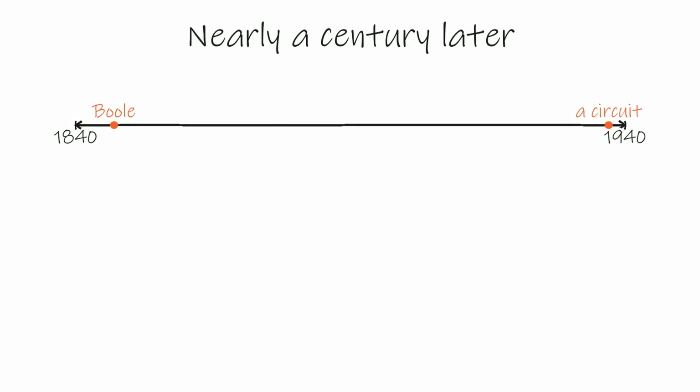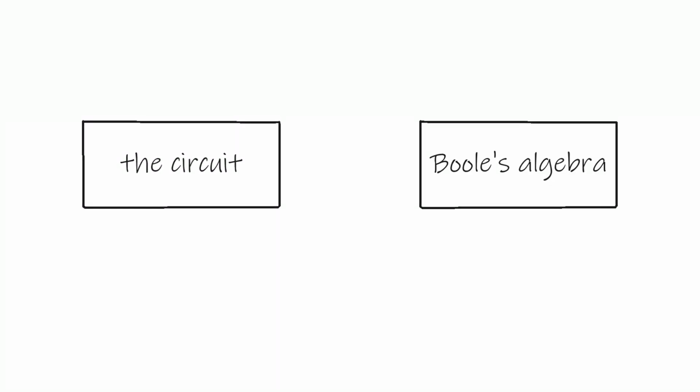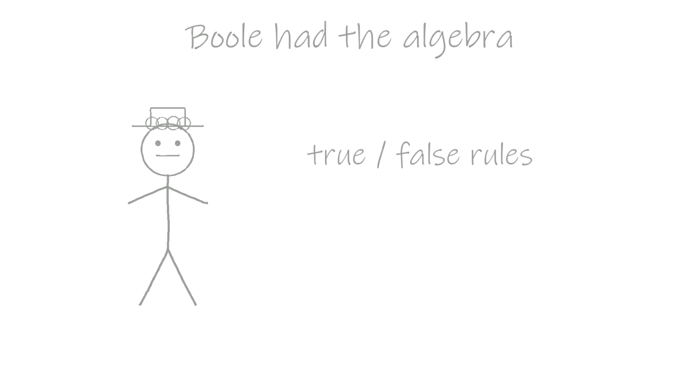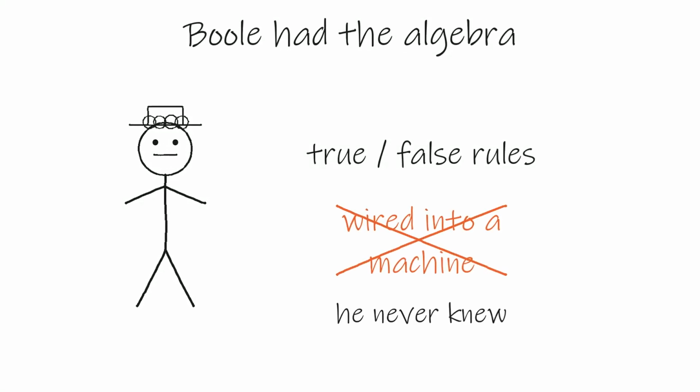Nearly a century later, someone builds a circuit out of switches. And that circuit obeys Boole's algebra. Physically, not as an analogy. Boole had the algebra. He had no idea it would ever be wired.